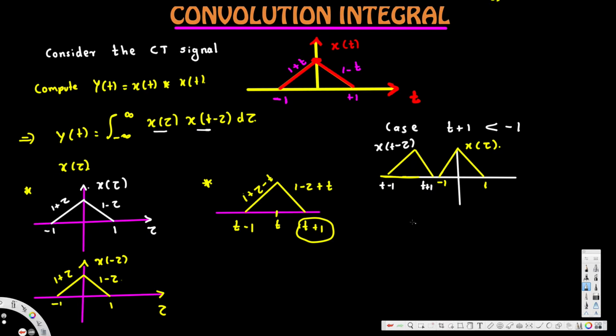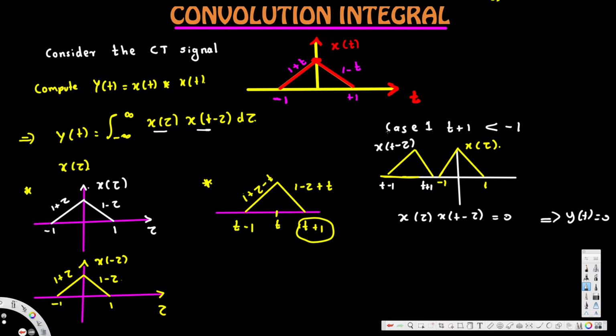The whole thing, x of tau times x of t minus tau, is going to be equal to 0. So if you do the integral, that's the integral of 0, which is going to be 0. So we can directly write y of t is equal to 0. So let's note this one.